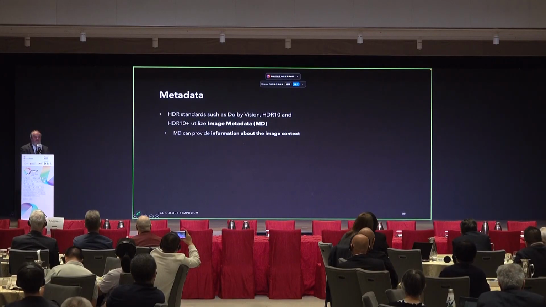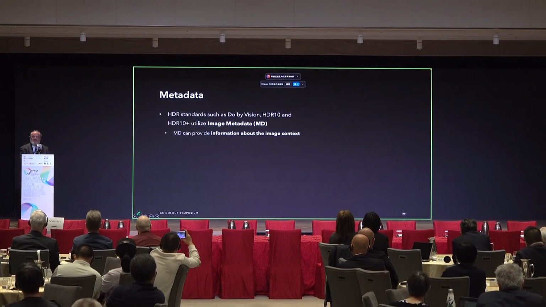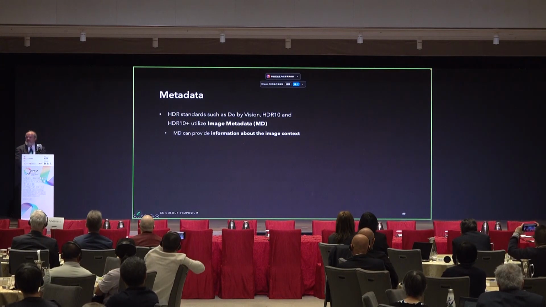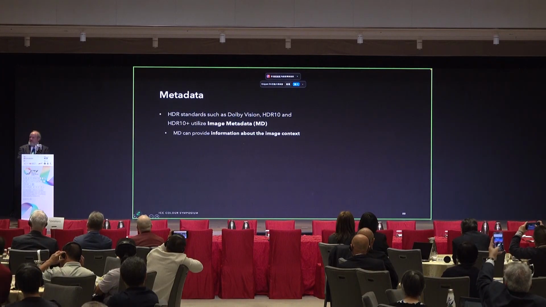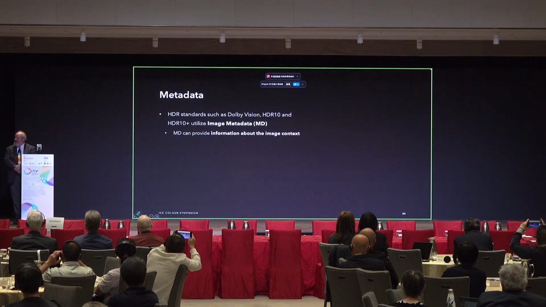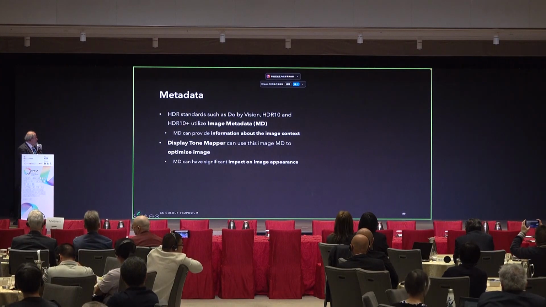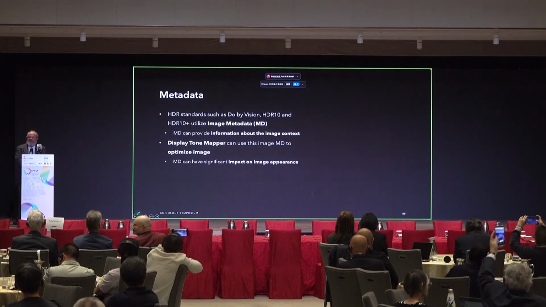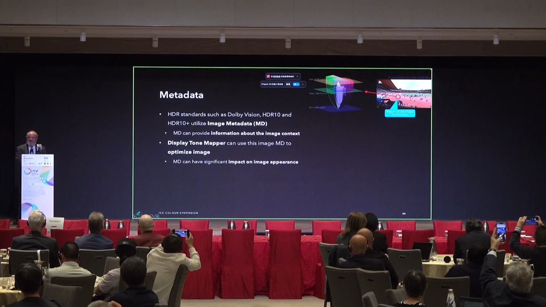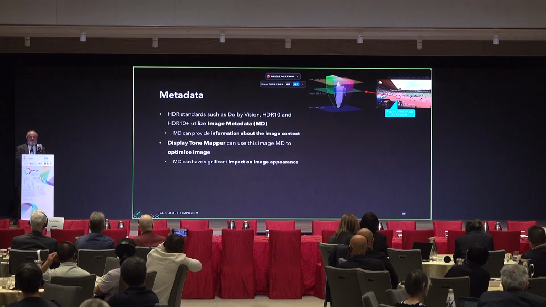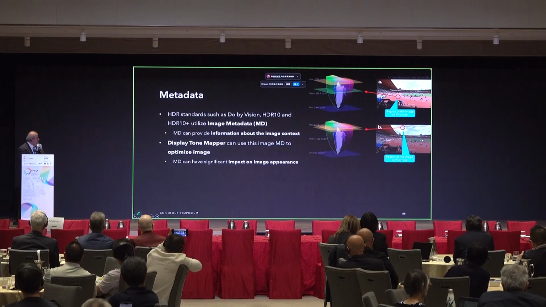So I mentioned metadata, and there are several HDR standards out there, such as Dolby Vision, HDR10, HDR10 Plus, etc., that utilize image metadata. And metadata can provide information about the image context. So a display tone mapper can use this image metadata to optimize the image, and it can have a significant impact on image appearance. For example, here if we map based on metadata onto the runners area, then this is in focus.